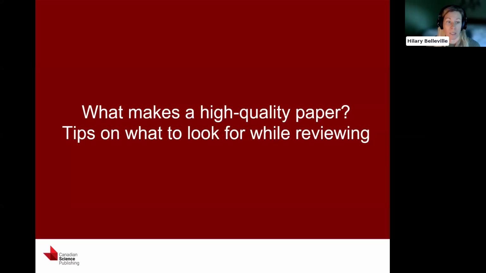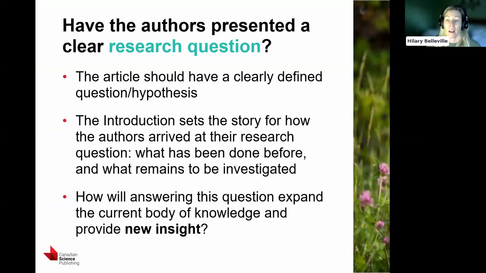So what makes a high quality paper? Here's some tips on what to look for while reviewing. To start, no matter what type of study you are conducting, there should always be a clear research question. Papers are sometimes rejected because they present what some people call a fishing experiment, which is when you go out sampling or conducting experiments just to see whatever you find and report on it. Instead, authors should develop a research question that they will aim to answer through the course of the study.